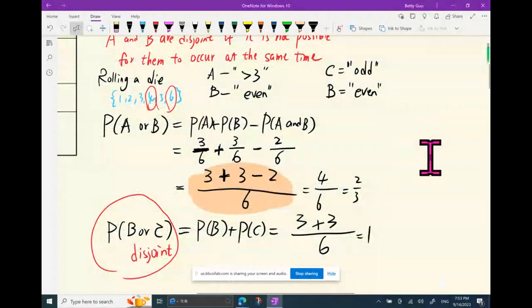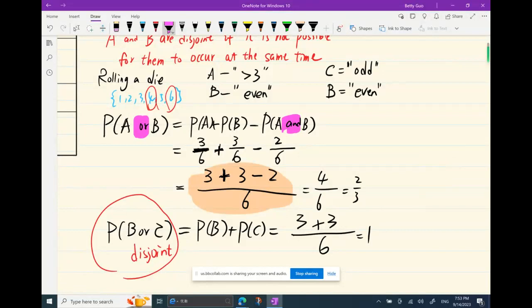All right. Let me summarize just quickly. We use the addition rule to find the probability of A or B. A and B are two events. Be very careful when we say OR or when we say AND, because they are so different. They are two different logic connectives. We use the addition rule to find A or B.